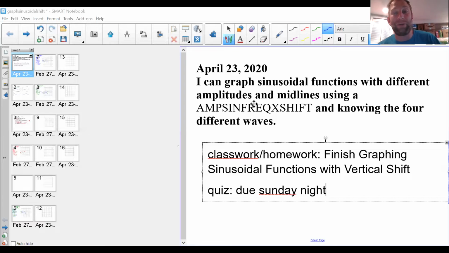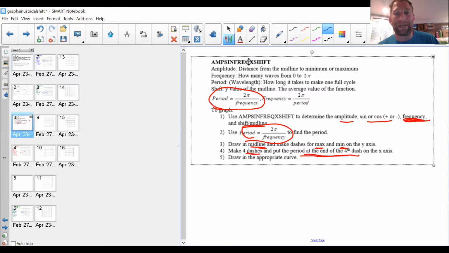And just again, to sum this lesson up, I can graph sinusoidal functions with different amplitudes and midlines using amp sine freq x shift and knowing the 4 different waves. Your procedure: use amp sine freq x shift to get the amplitude, sine or cosine, positive or negative, the frequency, and the shift/midline. Once you have the frequency, you can find the period by doing 2 pi over the frequency. Once you have that information, you go on your y-axis, you draw in your midline, you make your dashes for your max and your min. You're counting the amplitude up and down from the midline.